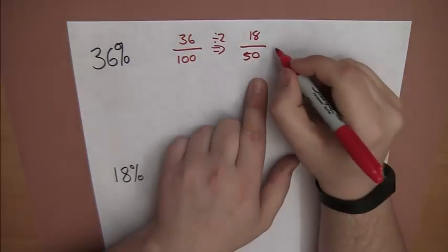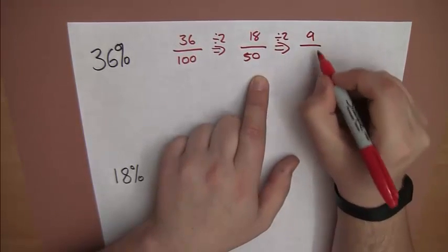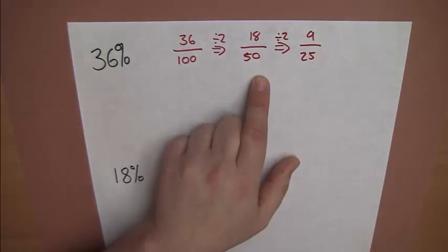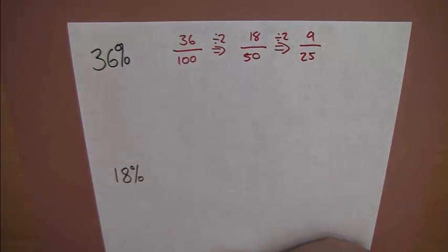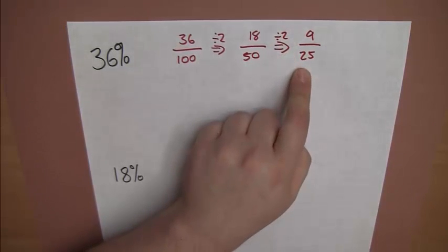So let's half it. Well, half of 36, that's 18 out of half of 100 is 50. Oh, I can half that again, so let's half that again. Well, that's 9 out of 25. Now, I can't half that again, so what else can I divide that by? Can I divide both by 3? No, 3 doesn't go into 25. Can I divide it by 5?